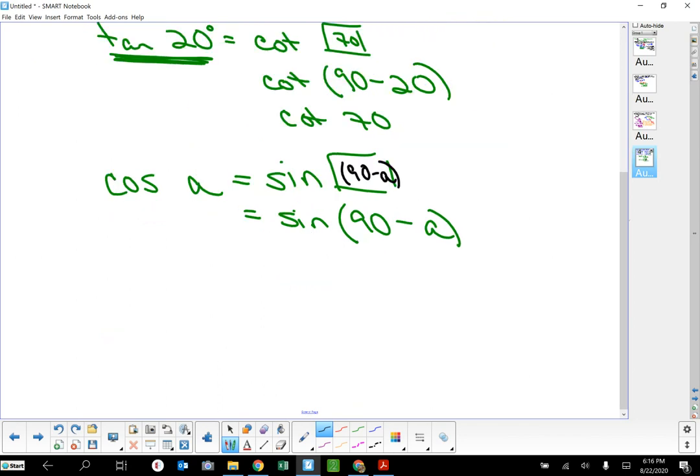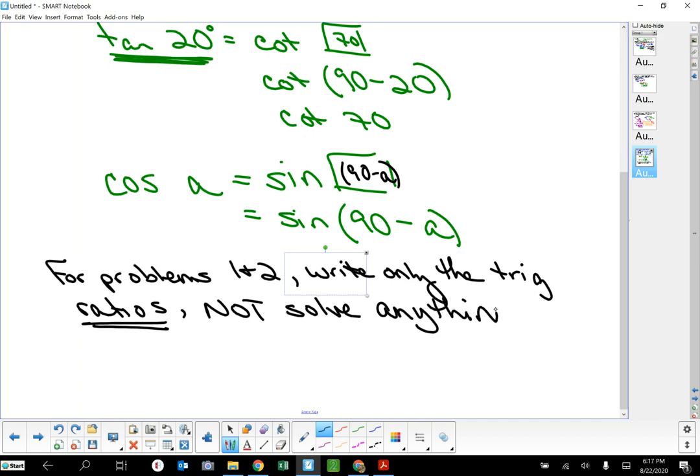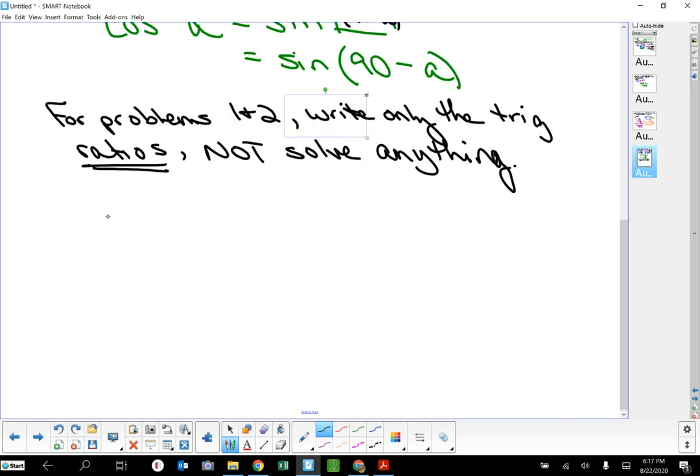All right, and then the last thing that you just need to know is that for problem 1 and 2 on 5.4, you're going to write only the trig ratios. I'll show you what I mean by that in a moment. You're not going to actually solve anything. I'll give you an example. So they give you a triangle. They give you two sides of that triangle. Let's say this is 2 and this is 6.